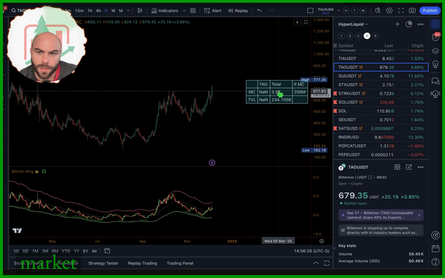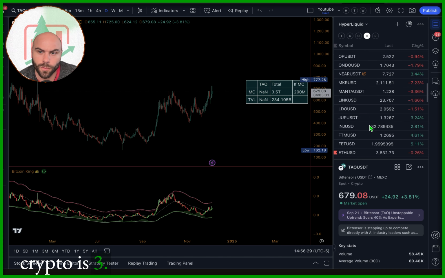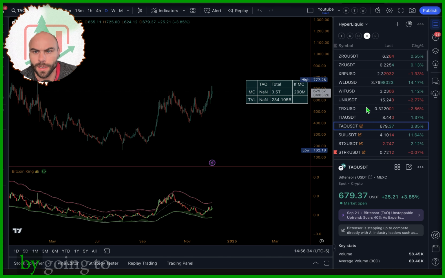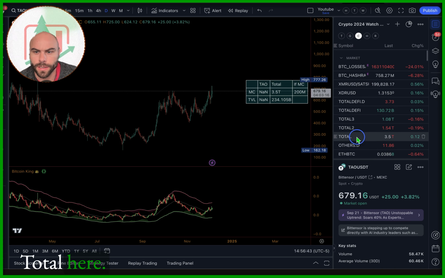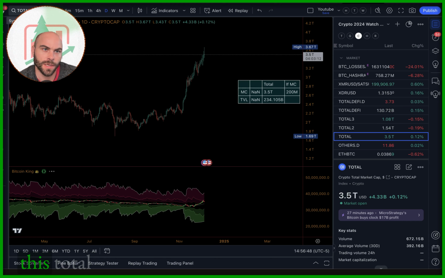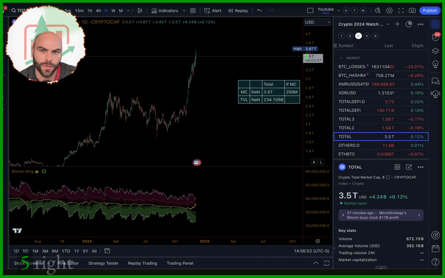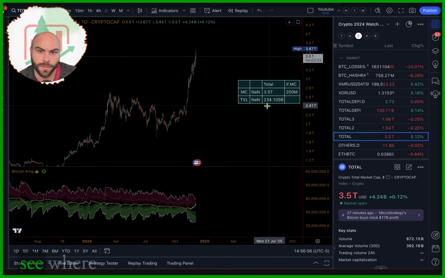So right now the total market cap of all crypto is $3.5 trillion. And you can see that by going to total here in TradingView. They have this total symbol. You can pull that up and see the whole total market cap. It's at 3.5 right now, just so it's easier to see where things are at.